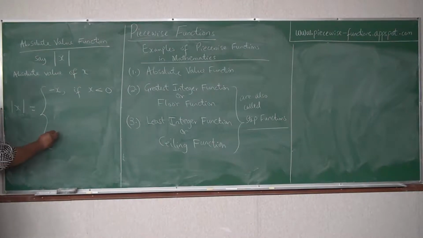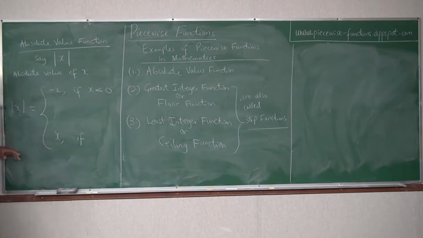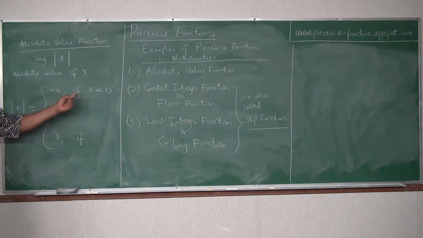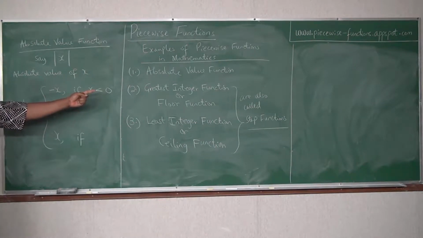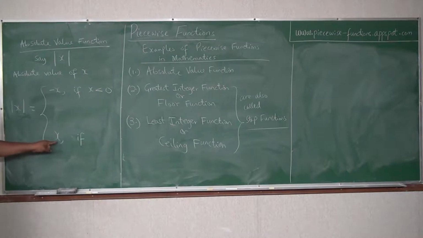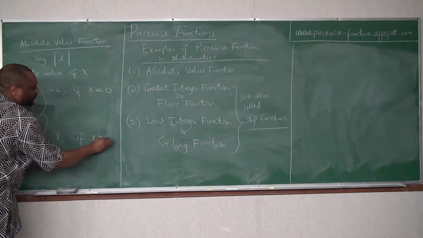And this will be equal to x, comma, if... So as you can see here, I'm writing this another way. The first way I didn't write "if", I just put the semicolon and I wrote the condition, I wrote the interval. This second way I'm writing the function, I put a comma, then I put "if". There are several ways to write piecewise functions. This is another way you can write it. So this will give us x if x is greater than or equal to 0.